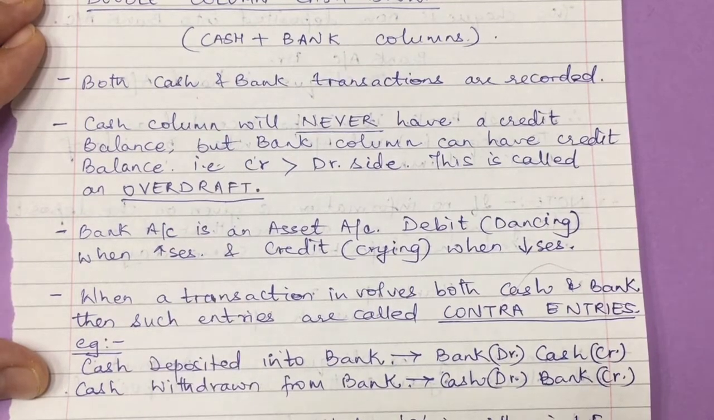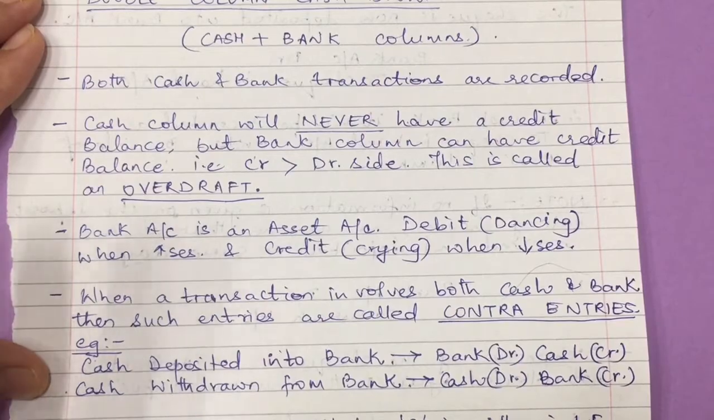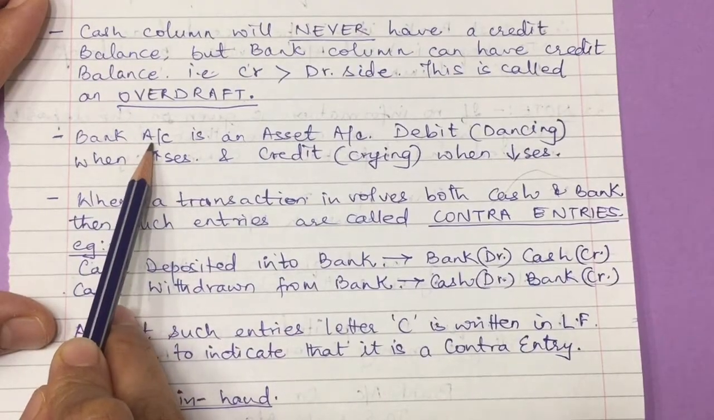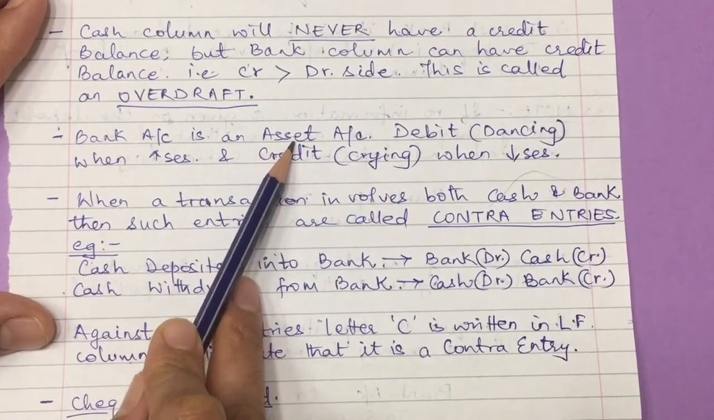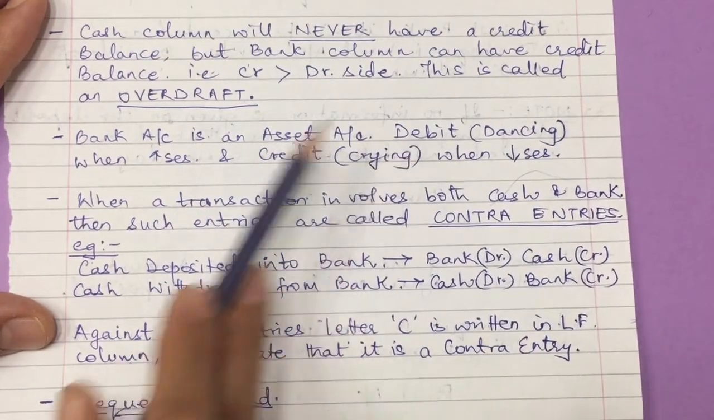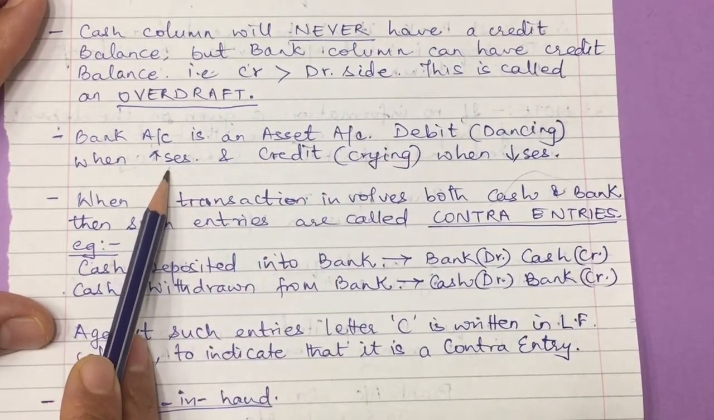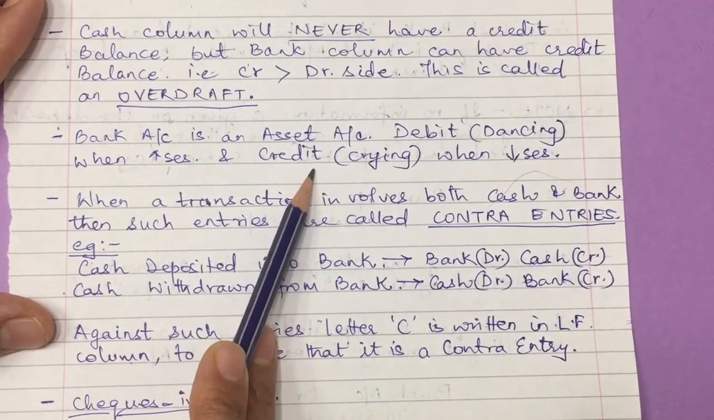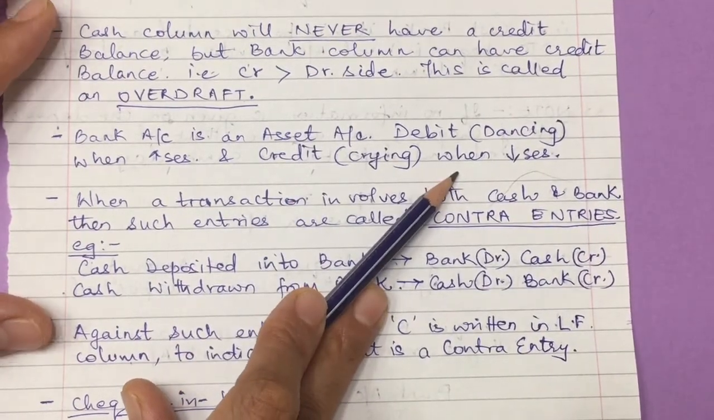Okay. But bank column can have a credit balance. Why? Because when we are dealing with the bank, they give us an overdraft facility also. That is, we can borrow money from the bank and it's like a liability for us. So it's an overdraft. We don't have that much balance, but we can take more money from the bank, and that is called the overdraft facility. Like cash account, bank account is also an asset account. Okay. So it will debit, it will dance when there is an increase in the bank account. It will cry, it will credit when there is decrease in the bank account.